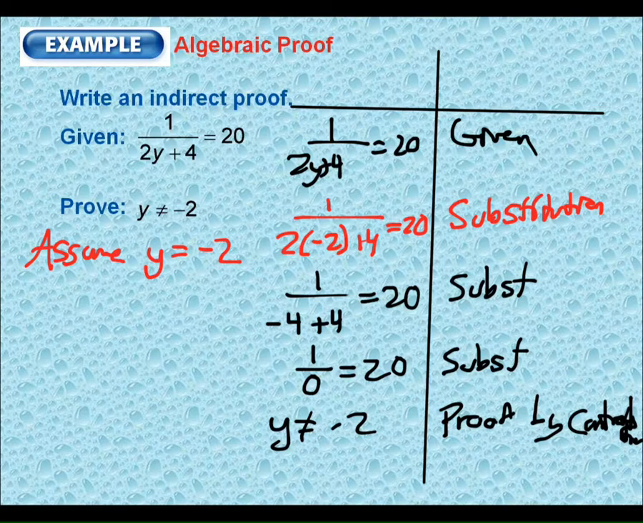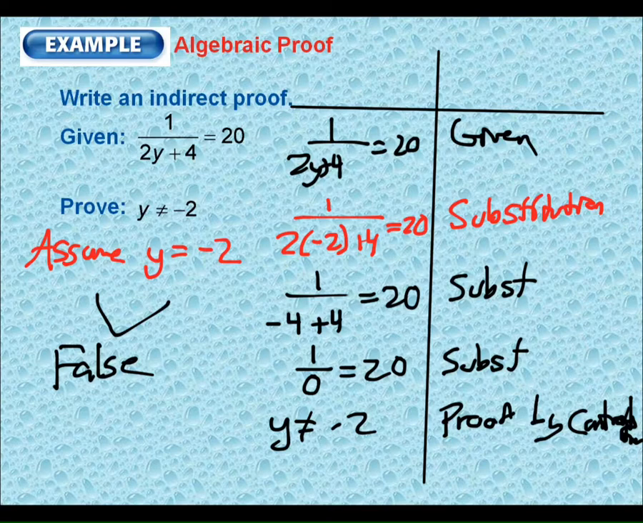Contradiction, I ran out of room there, but we get the point. Yeah, that says contradiction. So, because this is a contradiction, this is not true. Therefore, what we assumed is false. Our assumption is false, therefore y does not equal negative 2 by contradiction. So that's how we use that in a proof.